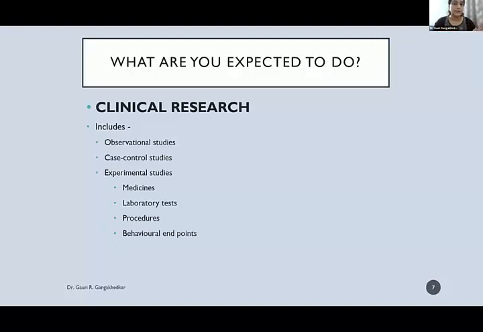So what are you expected to do when they say do a thesis or look for a study? You are expected to do clinical research. Now, this clinical research could include observational studies where you simply stand and observe. Like you could say, I'm doing an audit of all the airway practices for thyroid surgeries in my institute. So you are going to look at what sort of tubes people use.